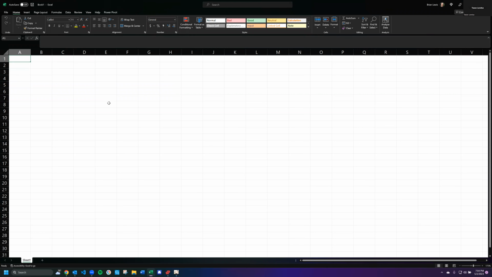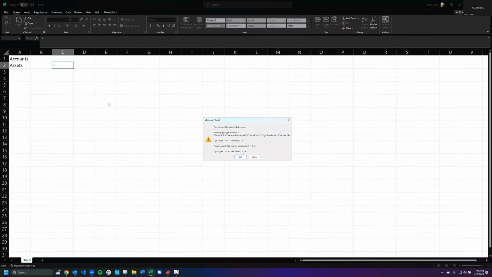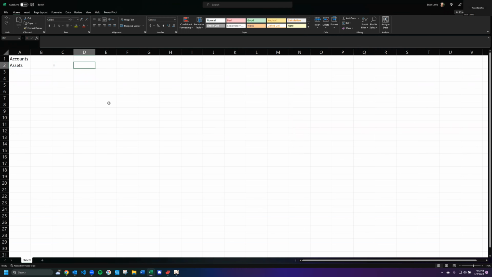Let's start out with the most basic starting point, accounts. The reason accounts are important is that they're basically buckets where we put money or value. Let's do this in the accounting equation: assets equals liabilities plus equity.